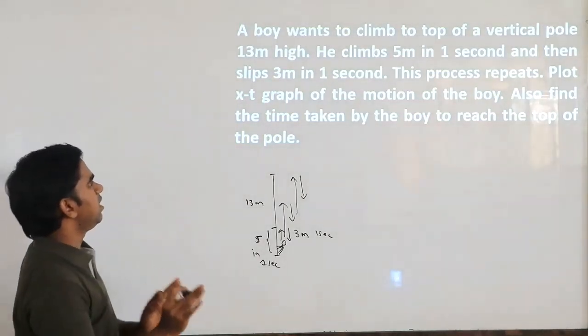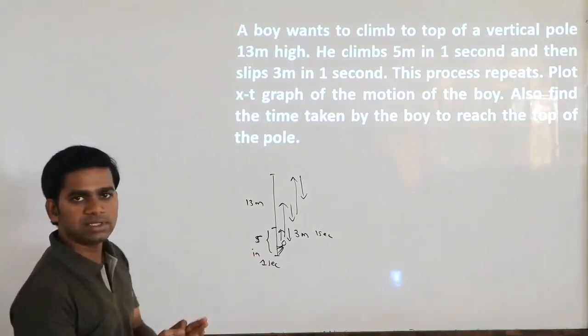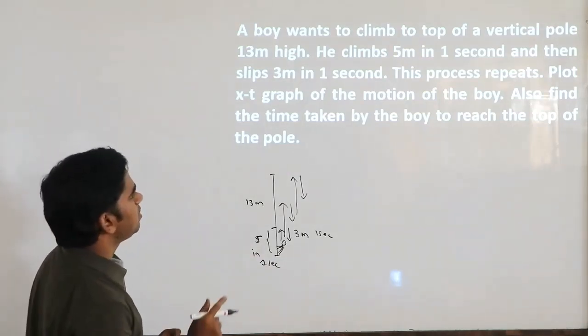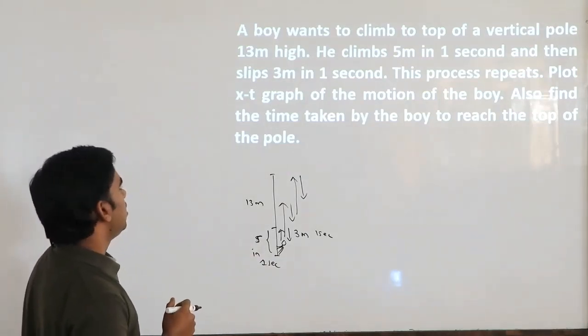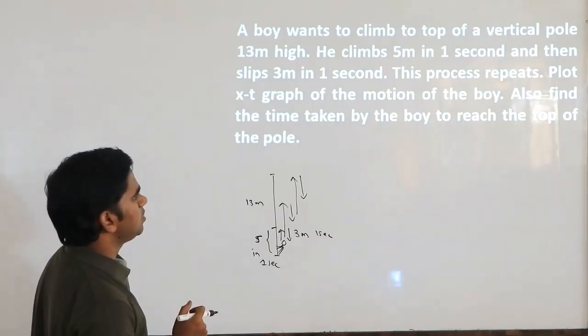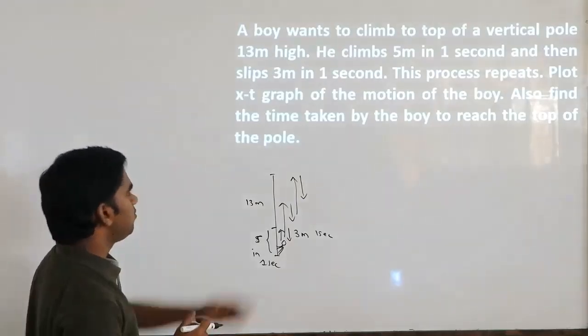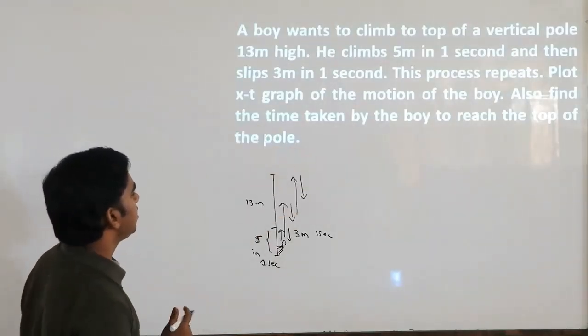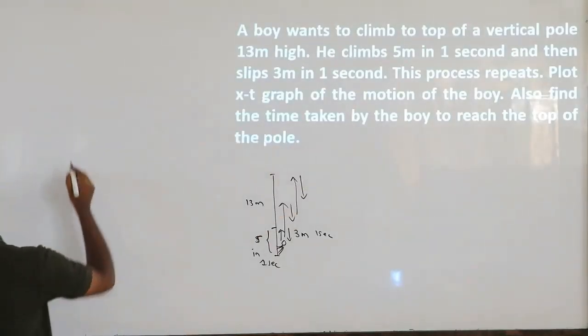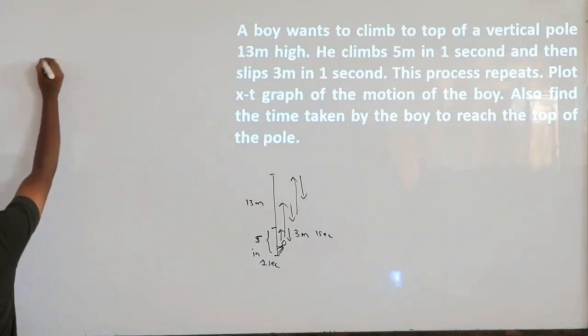Plot the xt graph, in a sense the position time graph of the motion of the boy. Also find the time taken by the boy to reach the top of the pole. So if you draw the graph, you can obviously get the time. So that is not a problem. So let me draw the graph.